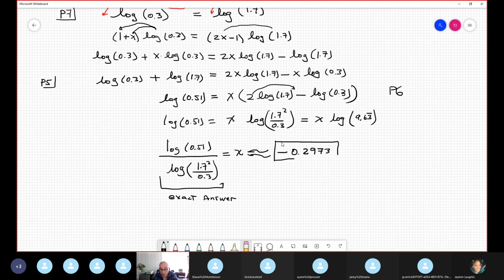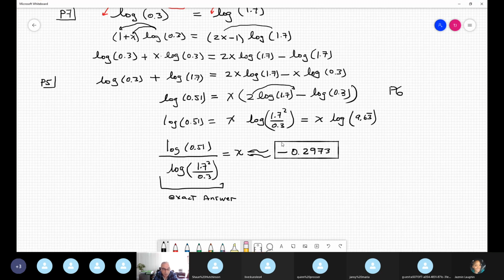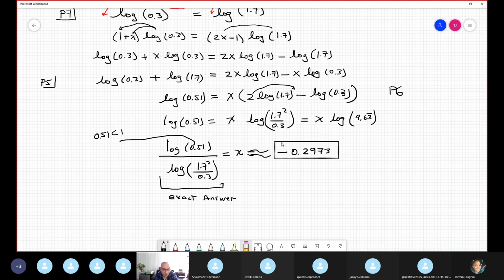One important thing, in my opinion. This number is 0.51. It's less than 1. And what happens when you compute the logarithm of a number less than 1? It's negative. This one is negative, for sure.